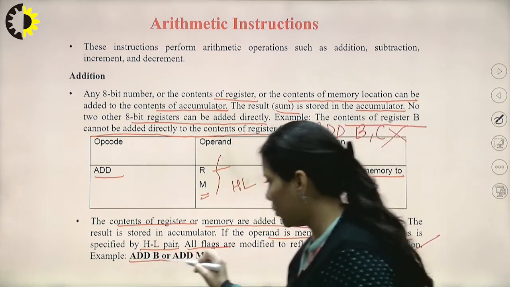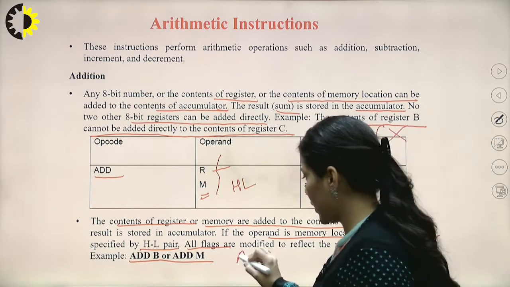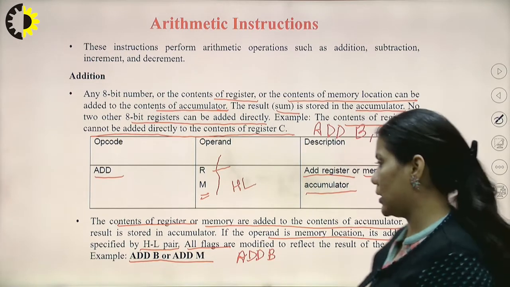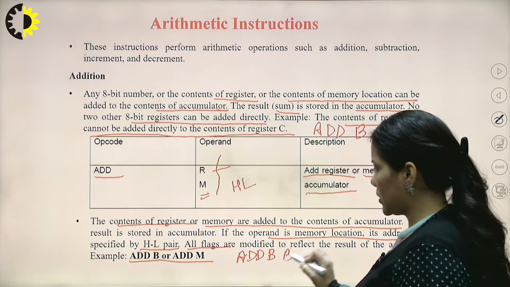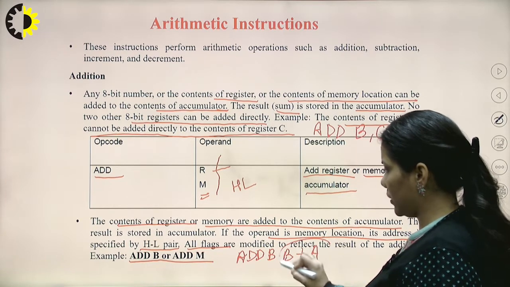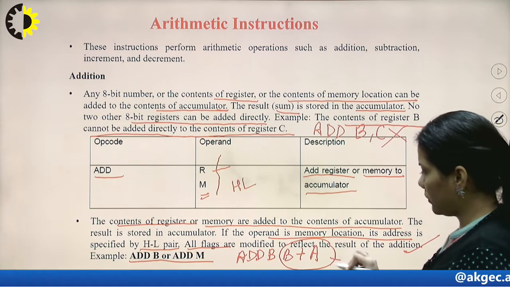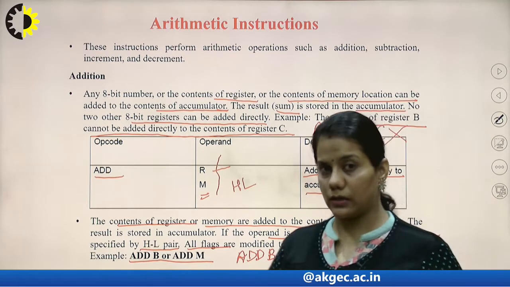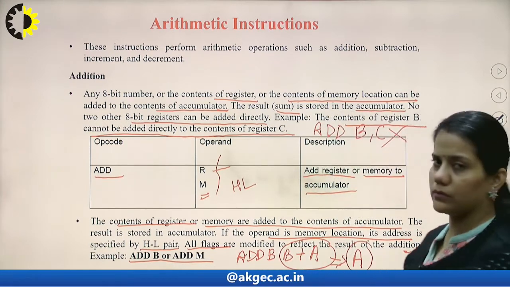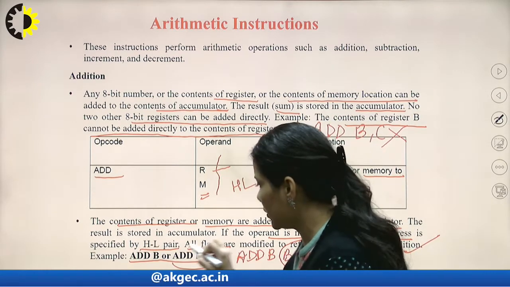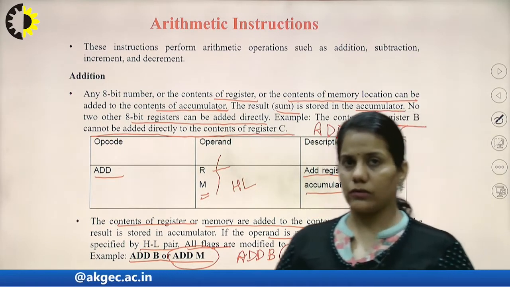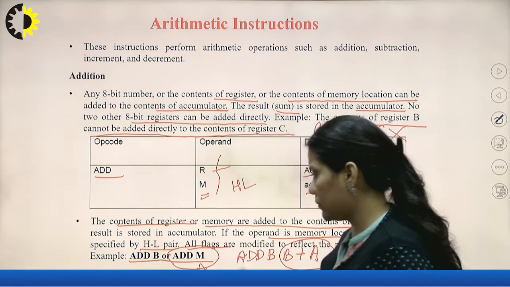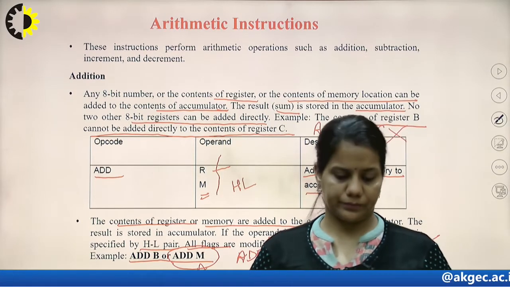Examples are ADD B or ADD M. As we can see in the ADD B instruction, one of the operands by default is the accumulator. So, what will this instruction do? It will add the contents of the accumulator and the B register, and store the result, that is the sum of the two contents, in the accumulator itself. Again, in the instruction ADD M, it will add the contents of the memory location pointed to by the HL register pair with the accumulator, and the result will be stored in the accumulator.